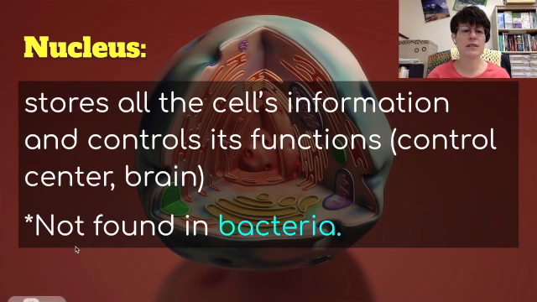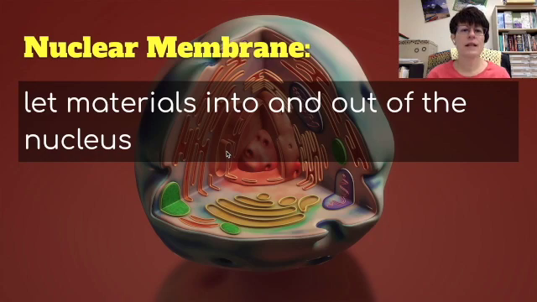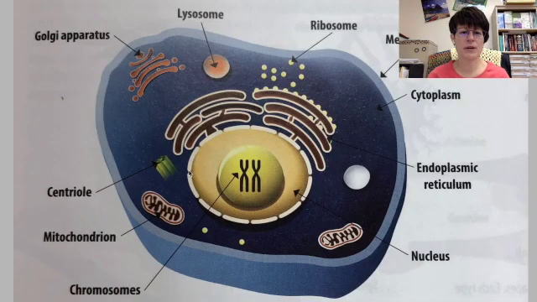And the nucleus is not found in bacteria. So right here in the center of this cell, and they tend to be in the center, although not always, is the cell nucleus. So this is the nucleus here in the center of this drawing of a cell. Now, just outside of the nucleus is the nuclear membrane, and this lets material into and out of the nucleus. So right here, the nuclear membrane, and you can see little holes in it to show that it allows things in and out.